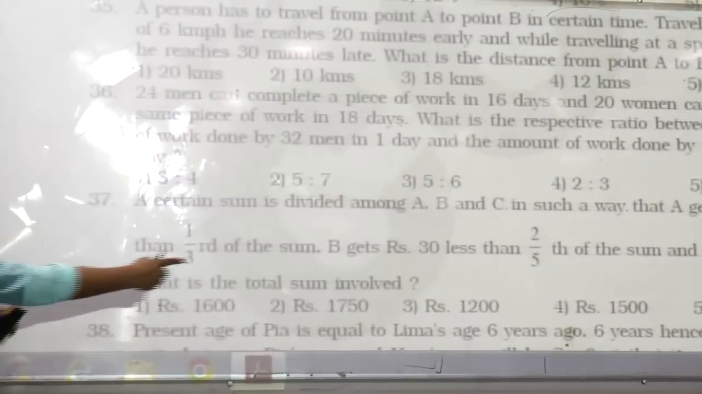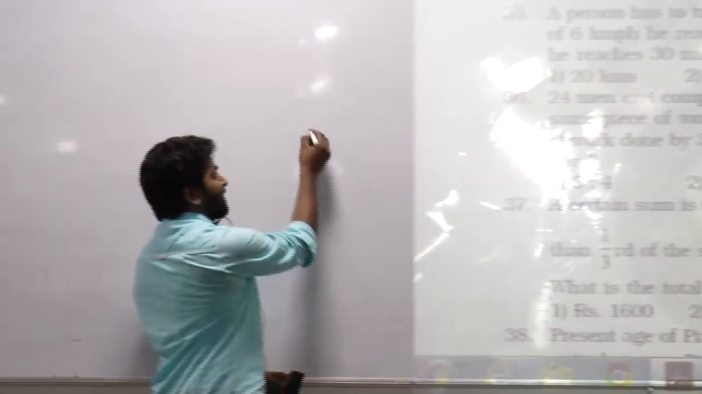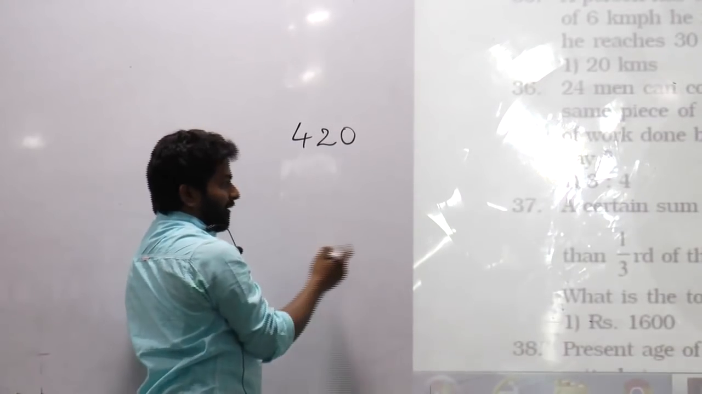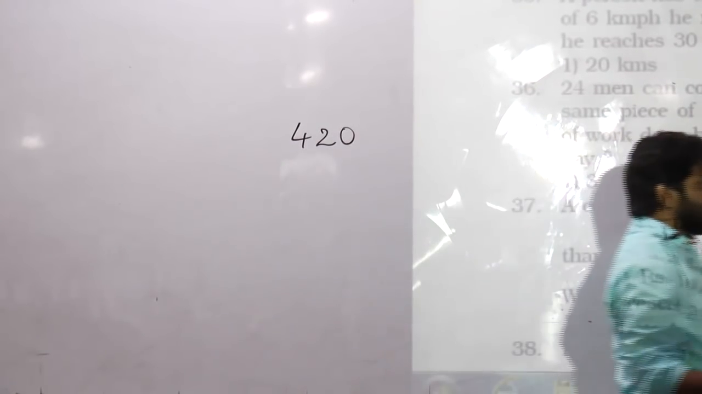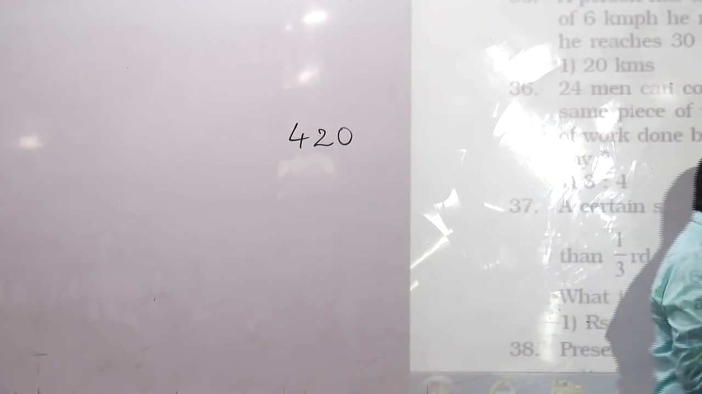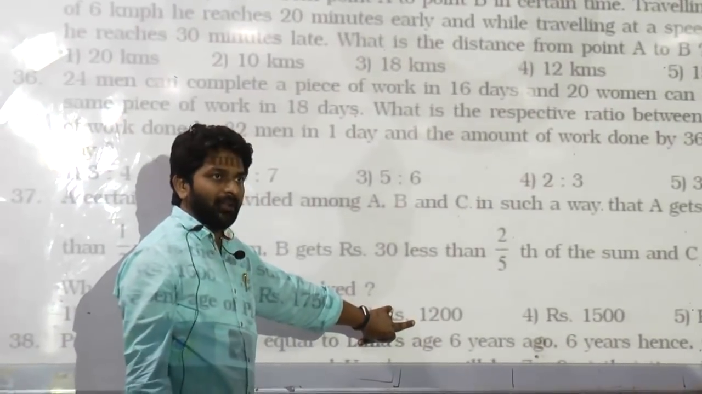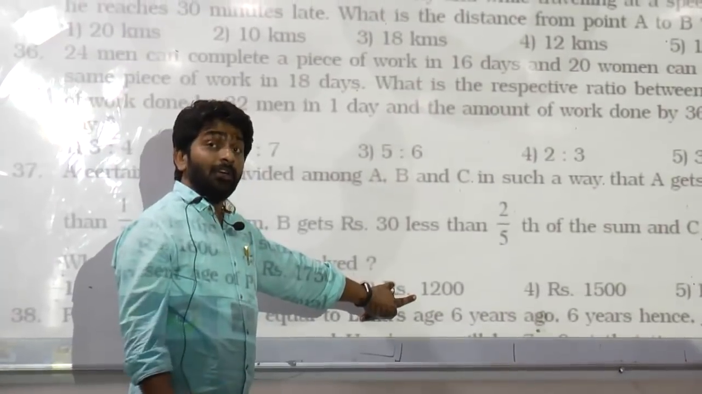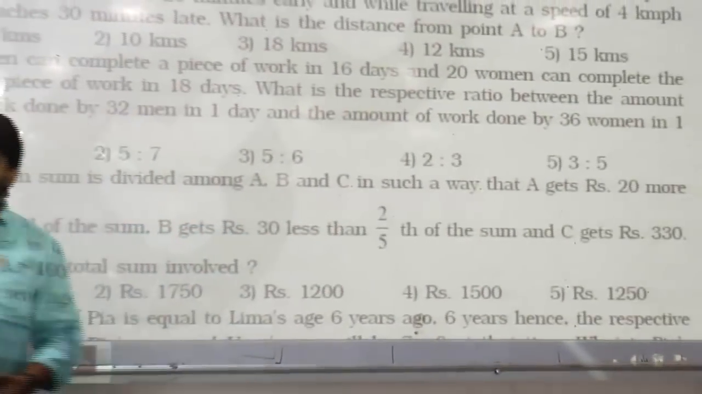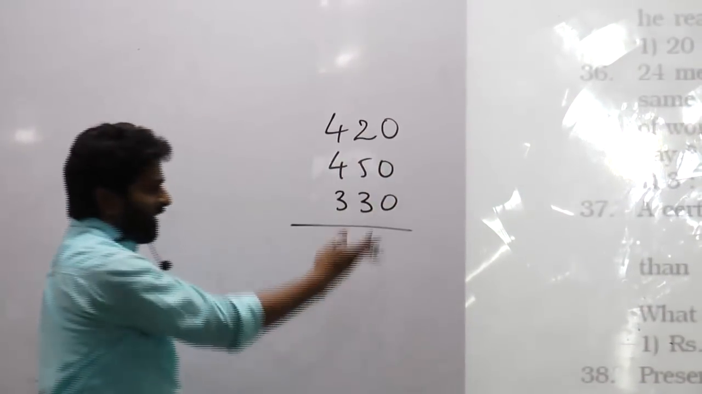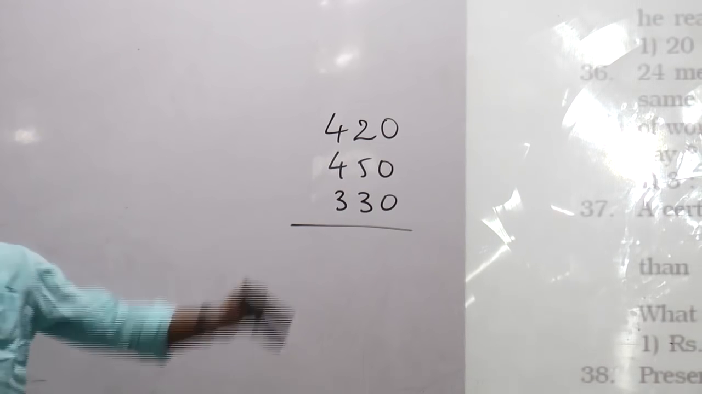What is 1/3 of 1200? 400. A is getting 20 more than that, in the sense 420. And B is getting 30 less than 2/5 of the sum. First of all, let me calculate 1/5. 1/5 is 240. 2/5 is 480. 30 less than 480 is 450. So B is getting 450 and C gets 330. Add everything. Is that equal to 1200? So 1200 is the right answer.